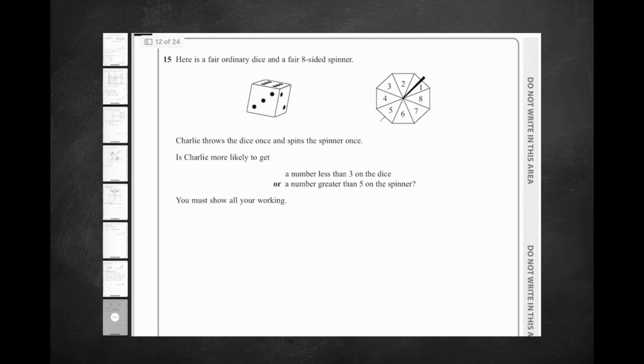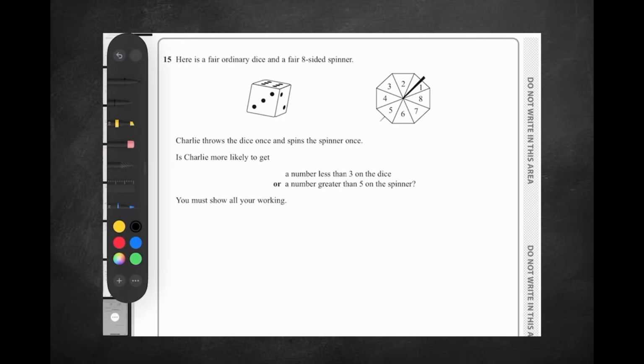Question 15. Here is a fair ordinary dice and a fair 8-sided spinner. Charlie throws the dice once and the spinner once. Is Charlie more likely to get a number less than 3 on the dice or a number greater than 5 on the spinner? So, less than 3 is going to be 1 or 2, which is 2 out of 6.